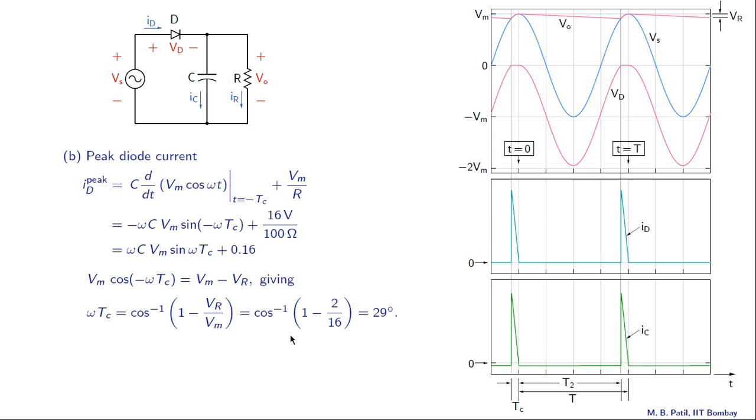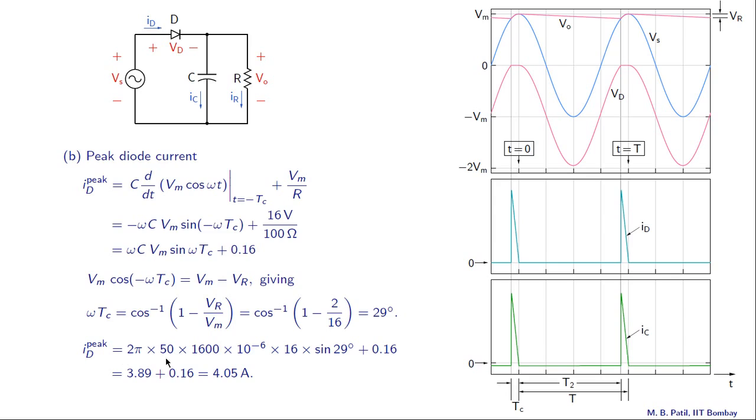When you use your calculator to compute this omega Tc, you need to be a little careful, because your calculator may give this value in radians, and then you need to convert that into degrees, or you can keep it in radians, but then be aware that it is in radians. Okay, now we have got omega Tc. Now it's a simple matter of substituting omega Tc here, and this current then can be evaluated like that. So this is the peak diode current.